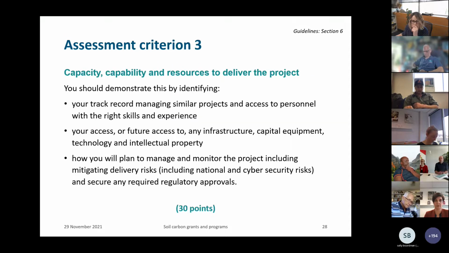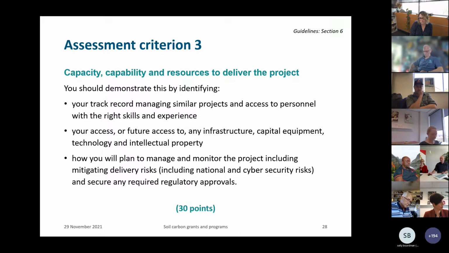Under assessment criterion 3, for 30 points, we ask that you outline you and your team's capacity, capability and resources to deliver the project, including track record in managing similar projects or access to personnel with the right skills and experience, your access or future access to any infrastructure, capital equipment, technology and intellectual property, and how you plan to manage and monitor the project, including mitigating delivery risks and secure any required regulatory approvals.